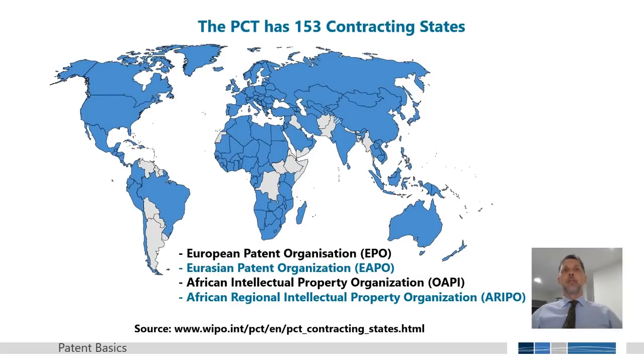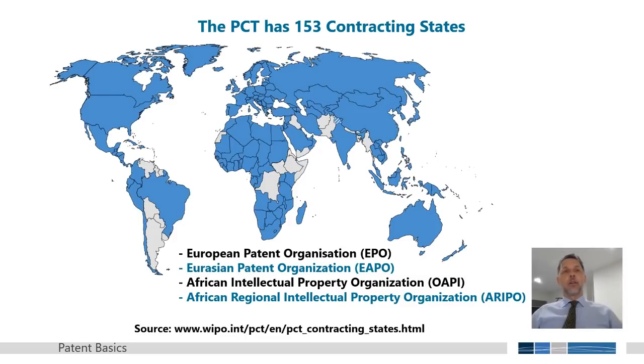Focusing a bit more on PCT, as I mentioned, there are 153 different contracting countries at this point in time. They're shown in blue. So you can probably understand this is the most popular route for most businesses who want to obtain protection in a handful or more countries around the world, to keep their options open for multiple countries for as long as possible, for as little cost as possible.